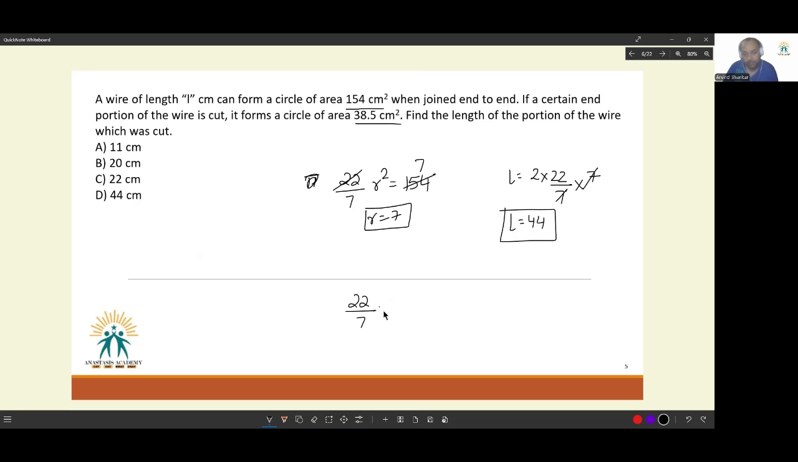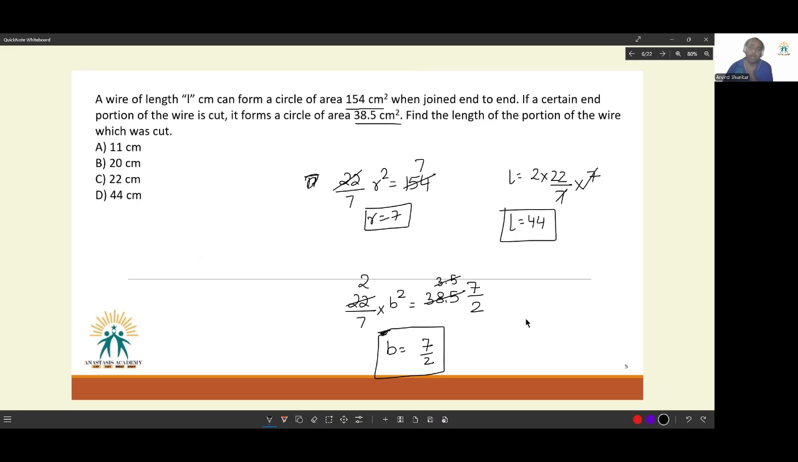22 by 7. This time, let the radius of the new circle formed be B. B square is equal to 38.5. So I can cancel off 11, or I can write it as 7 by 2, or B will turn out to be 7 by 2 itself. The radius of the new circle that is formed. Previously, it had a radius of 7. Now it has a radius of 7 by 2.